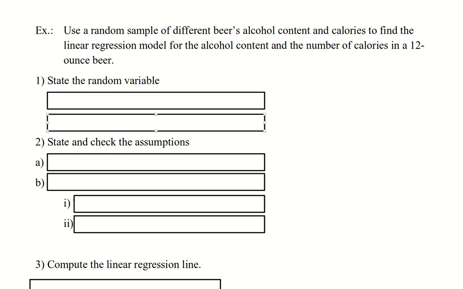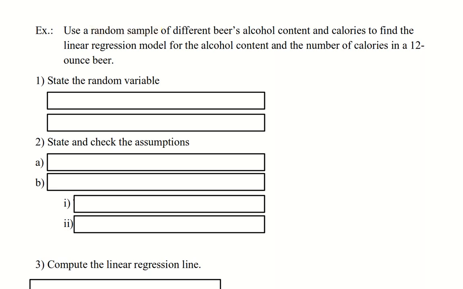Okay, so we're going to work through a linear regression question for our beer example. It says to use a random sample. Well, that's nice. We're told that this beer was selected by random methods of different beers' alcohol content and calories to find the linear regression model for the alcohol content and the number of calories. And remember that these were all 12-ounce containers of beer.